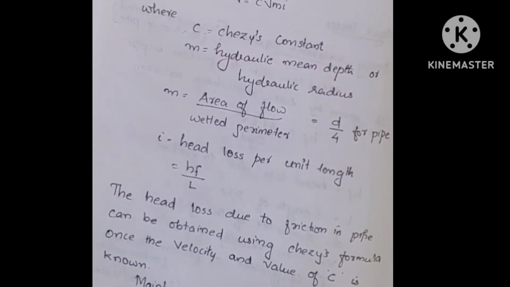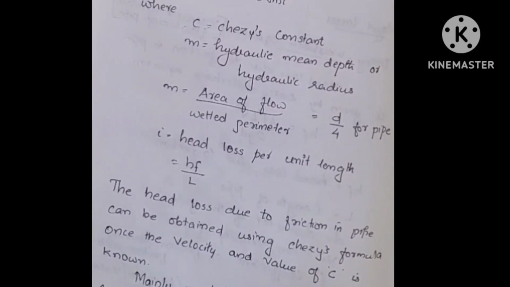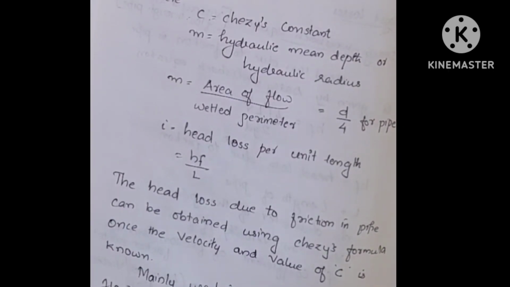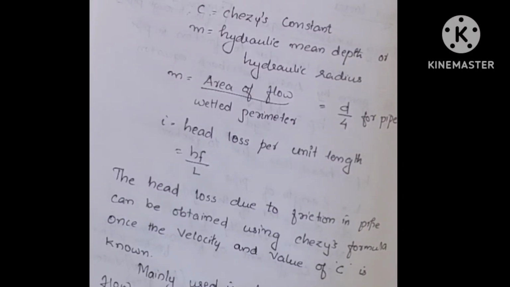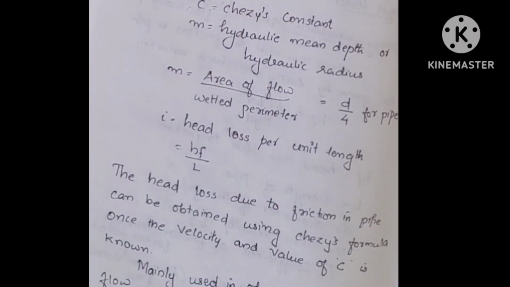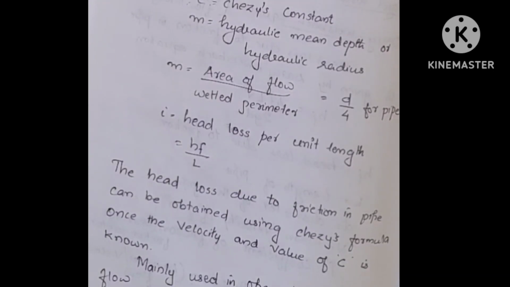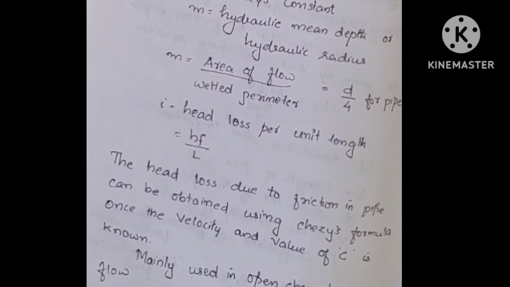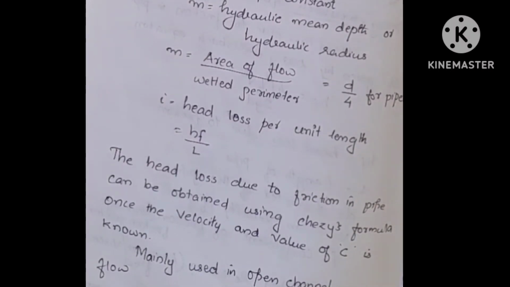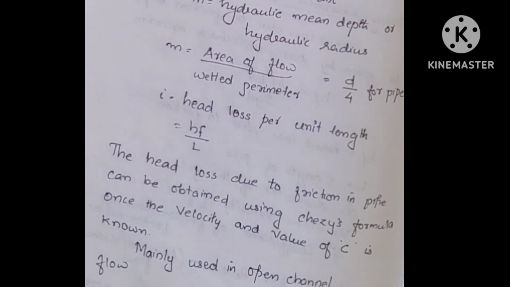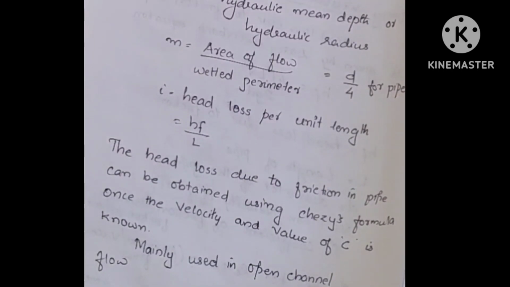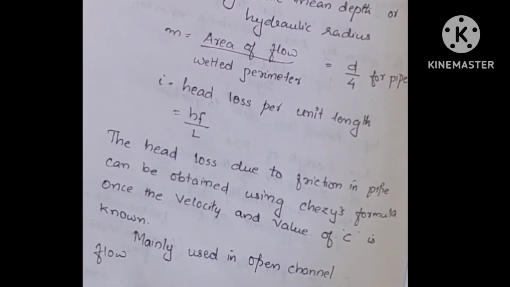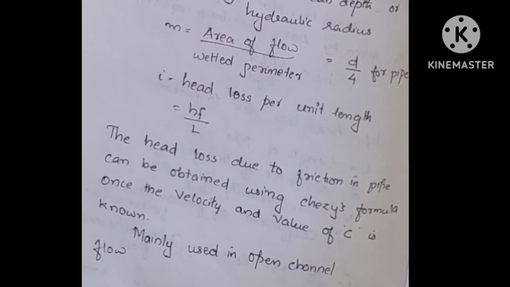And head loss per unit length is given as i is equal to hf by L. So on rewriting the formula, we get V is equal to C root D by 4 into hf by L. From that we can find out the value of head loss, and this Chezy's formula is mainly used to find out the head loss in open channel flows. And the head loss due to friction in pipe can be obtained using Chezy's formula once we know the value of velocity and the value of Chezy's constant, that is C.